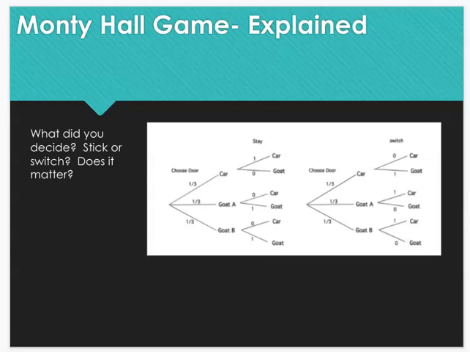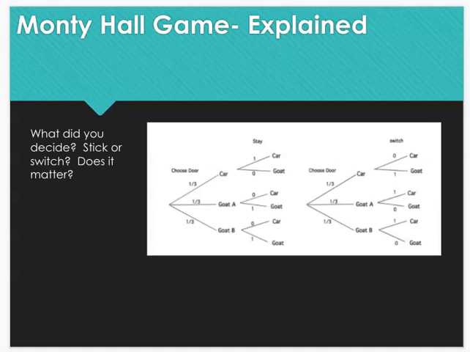Does it matter? Most people think it doesn't matter. They think, I've already chosen, so there's a 50-50 chance because there's only 2 doors left after he reveals one. So, it shouldn't matter, but that's actually not true.